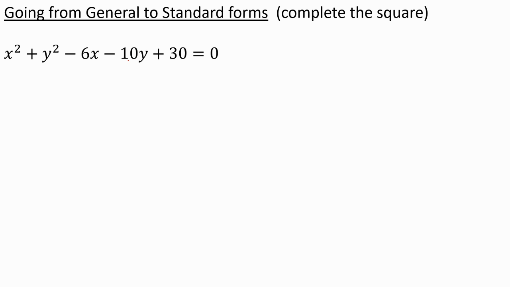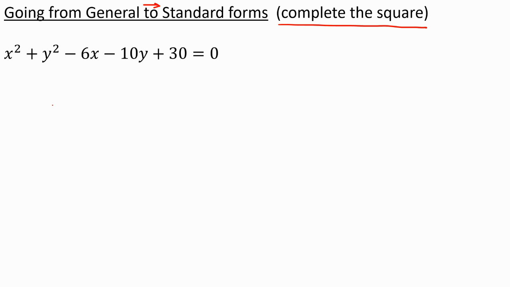Okay, so to practice this with you, I want to just do an example. So please copy this general form of the circle down for me. And then what we're going to do is complete the square to put it into standard form, going from general to standard form. So we've got x squared plus y squared minus 6x minus 10y plus 30 equals 0. Okay, now it's a little crazy because we're working with x and y at the same time. So we're going to actually be completing the square twice, I believe.